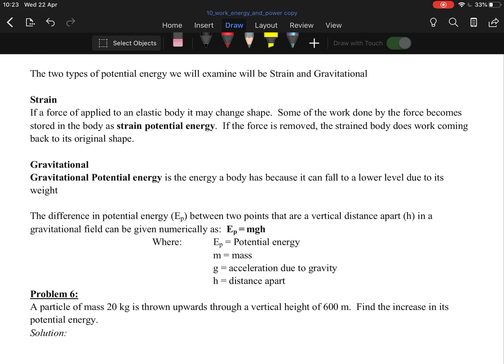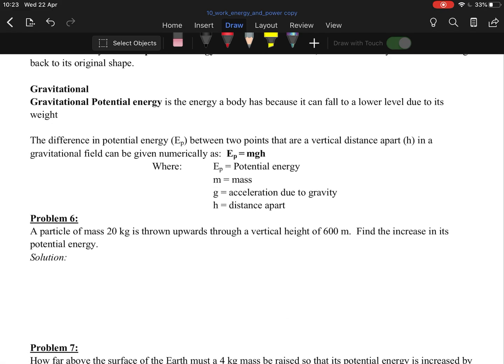Now, this bit here, the two types, are strain and gravitational potential. Strain is basically elastic. Elastic bands: the more you stretch them, the faster they'll snap back together when you let go. Obviously, if you go too far, you snap them. That's strain. We won't really be looking at that too much.